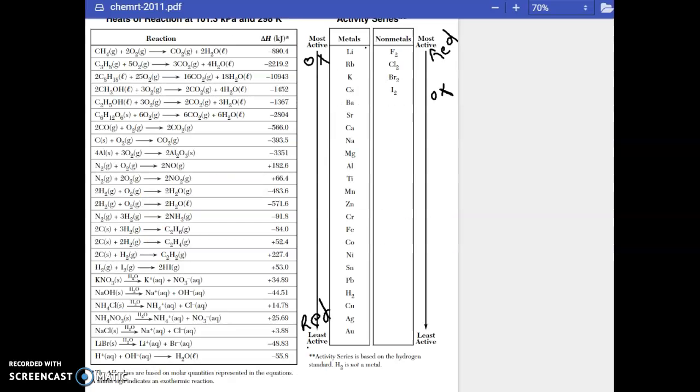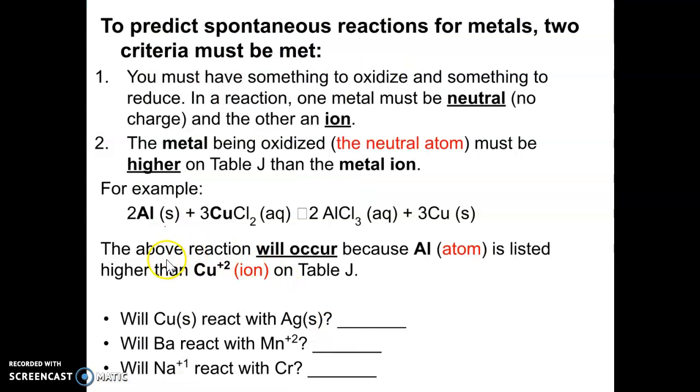Let's check our table and see where those guys are. So here we have our solid aluminum. Aluminum's right here. And our ion is copper. So that works because the solid is up top and the ion is below it. So that reaction should happen spontaneously. And I was correct. It says the above reaction will occur because the aluminum atom is listed higher than the copper +2 ion on Table J. Sweet!